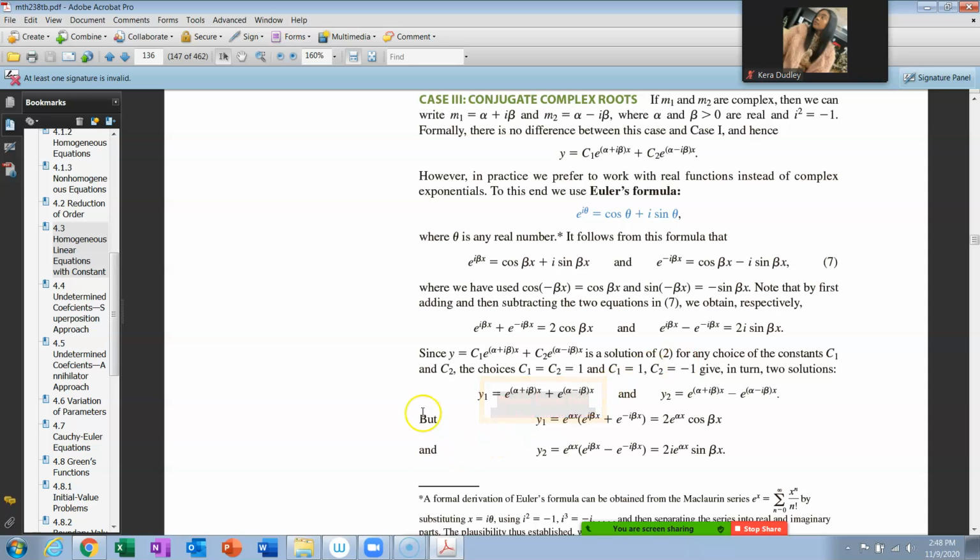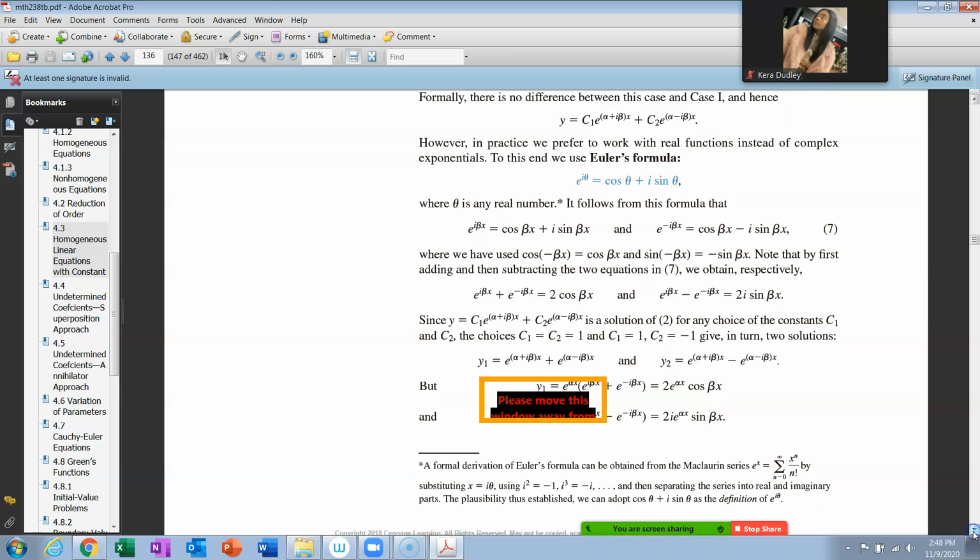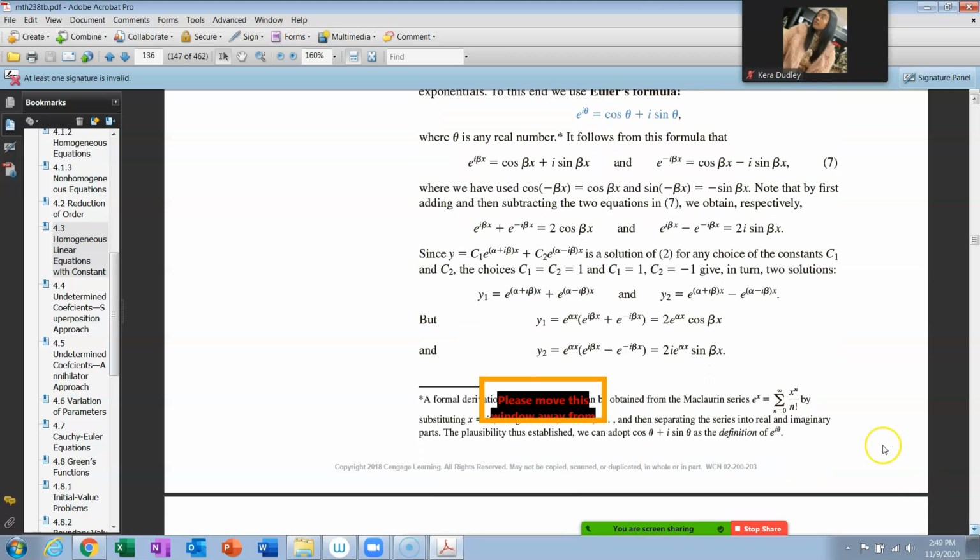Now, since the y from up here is equal to the sum of those two entities, that's the solution of that original differential equation. For any choice of constants C1 and C2, you can have, for example, C1 equals C2 equals 1, or C1 equals 1 and C2 equals minus 1. Because it could be true for any value C if you choose those two C's.